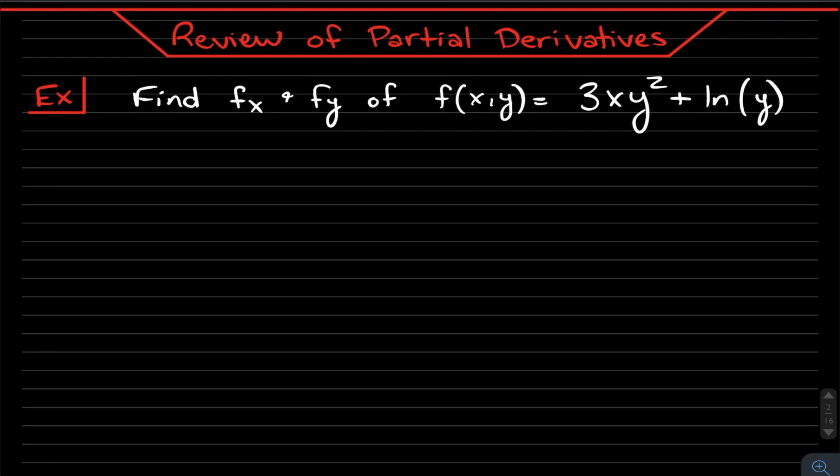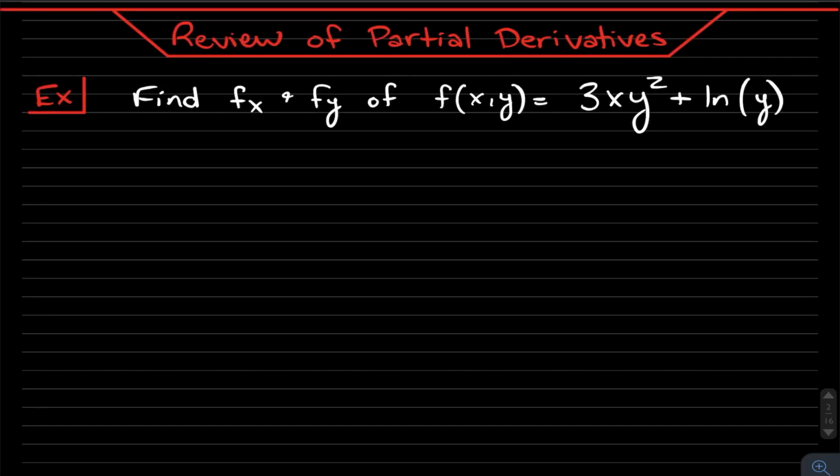So for our example here, we want to find f sub x, which means the partial derivative with respect to x, and the partial derivative with respect to y of this function of x and y, which is 3xy squared plus natural log of y. So when we actually want to take a partial derivative, how do we do it? Well, if we're taking a partial derivative with respect to x, we just treat y as constant and we take a normal derivative with respect to x. Okay, so let's go ahead and do that. This should basically be review for you.